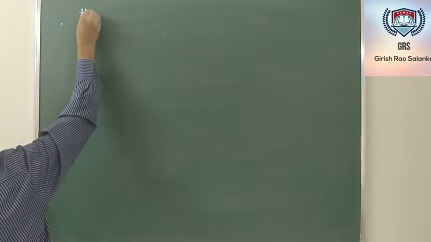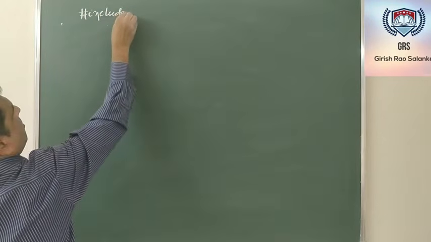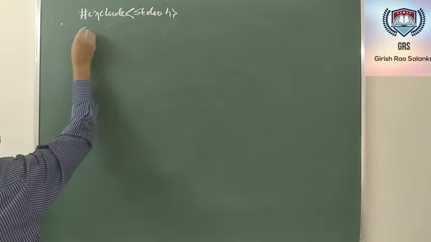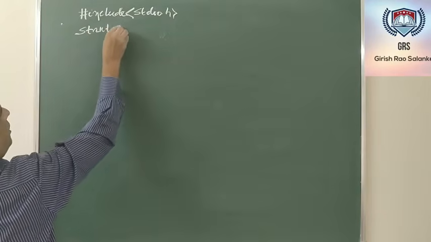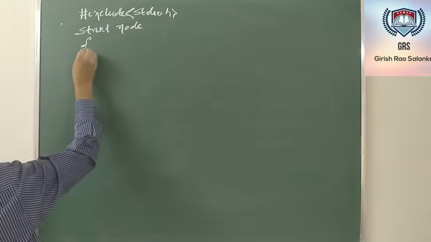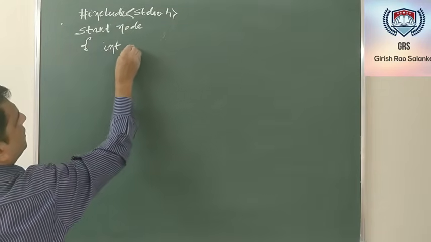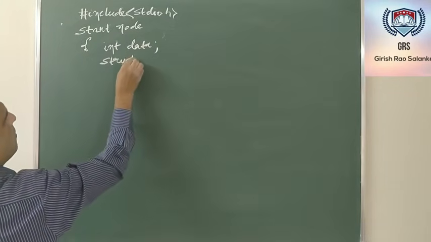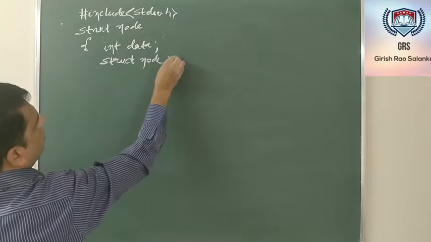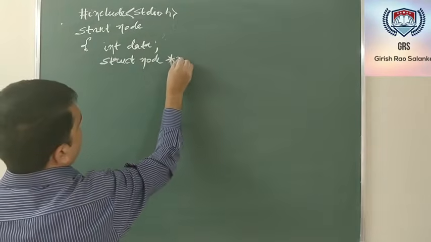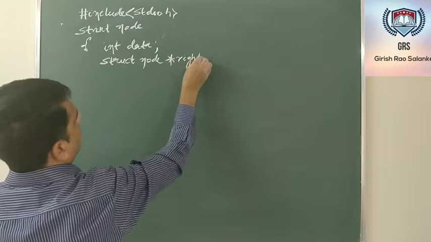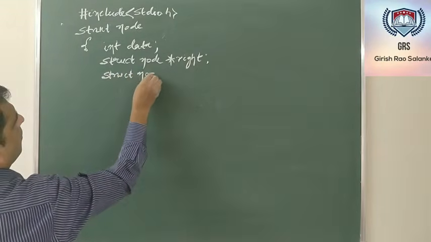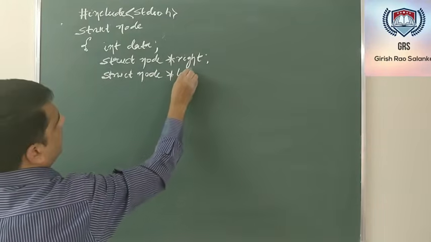Include the header file. Come up with the structure definition to represent a node in a tree. I'll assume that the information stored is an integer, int data, struct node *left, and right.